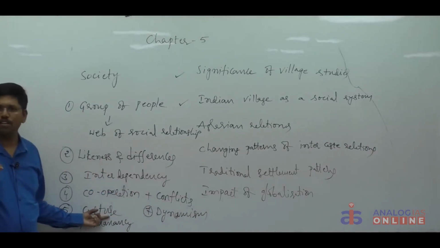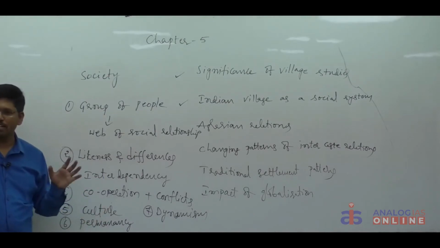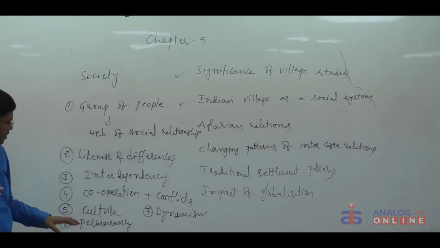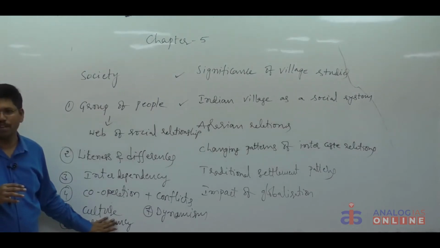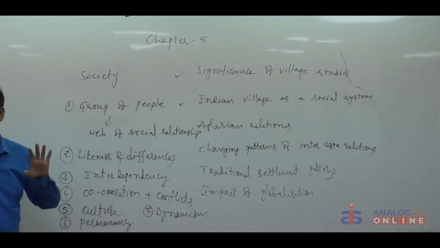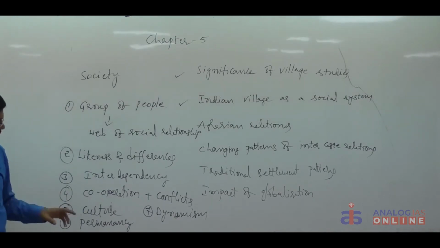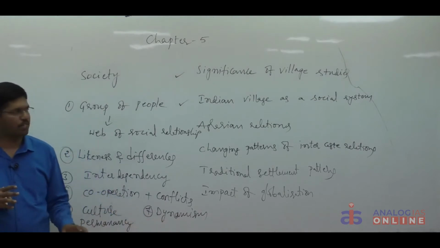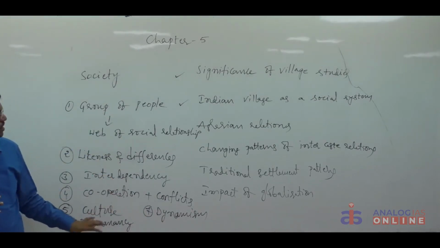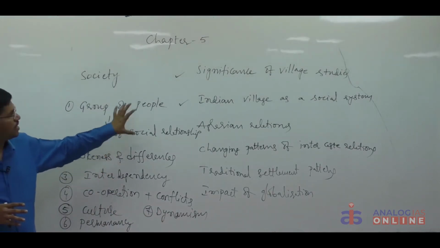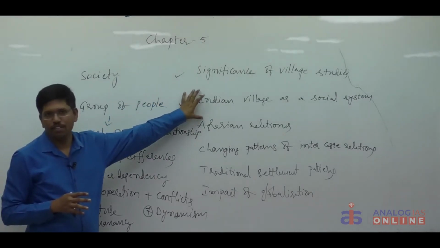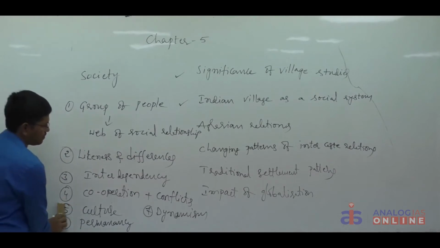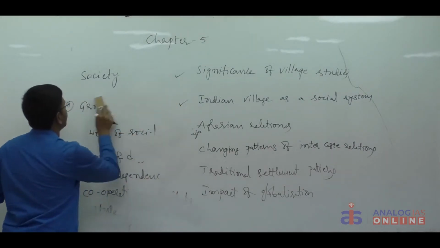The entire Jajmani system operates in a normative context. That means certain rules and regulations are there. And permanency. It has been operating for a number of centuries. Of course, in recent days it is gradually declining. Change is taking place. All these characteristics are there. All the characteristics of the society are there with respect to Indian villages. That's why we can consider each and every Indian village as a social system. This is about the second concept.